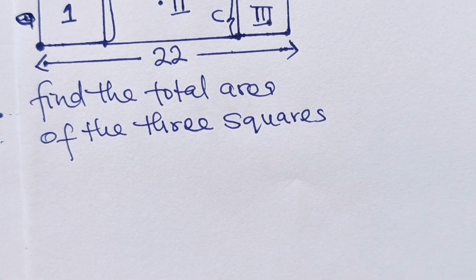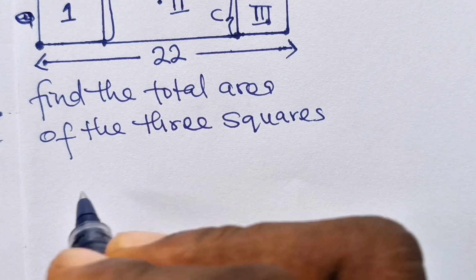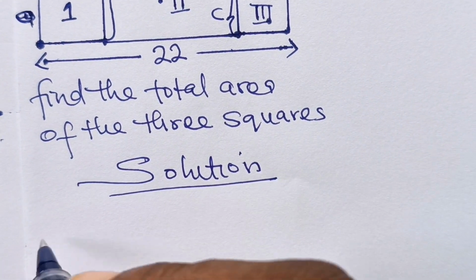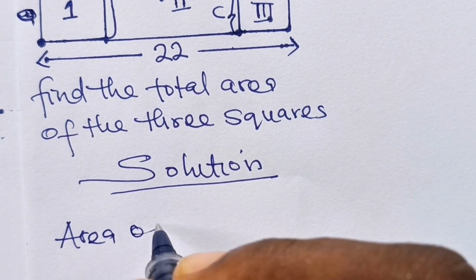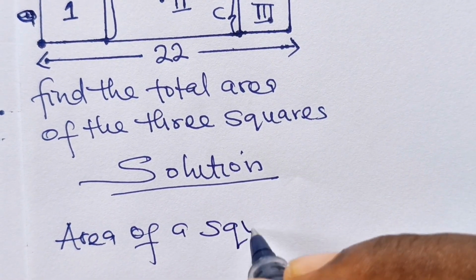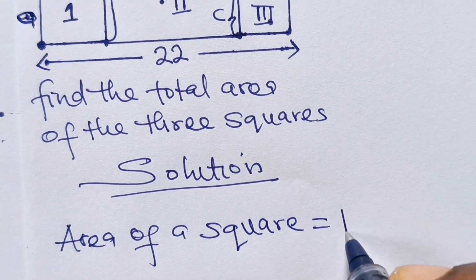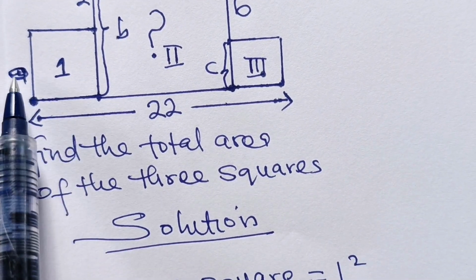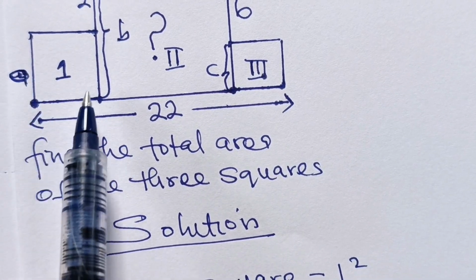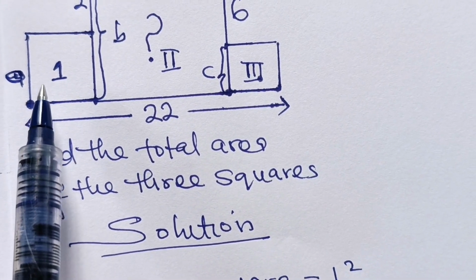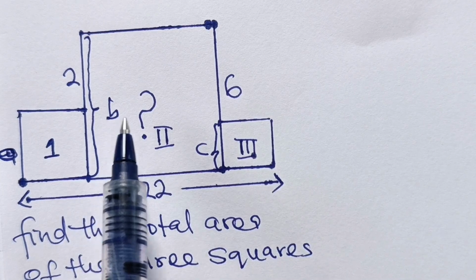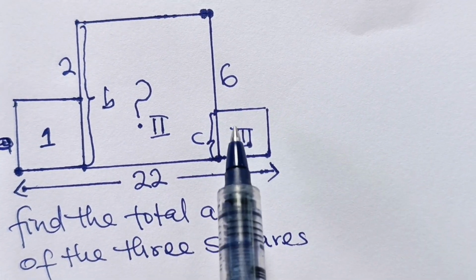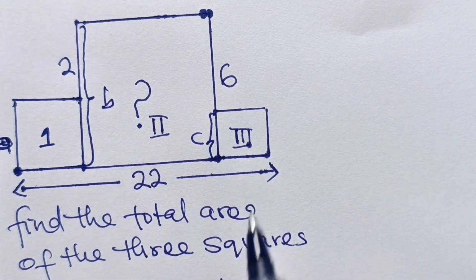Now let us remember that the area of a square is equal to length squared. So it means that if we can get the value of A, we'll be able to get the area of this first square. If we're able to get the value of B, we'll be able to get the area of this second square. If we're able to get the value of C, we'll be able to get the area of the third square. Then we add them together to get the solution.